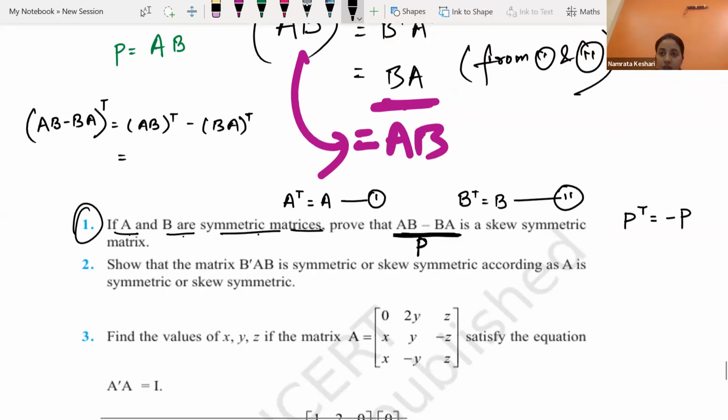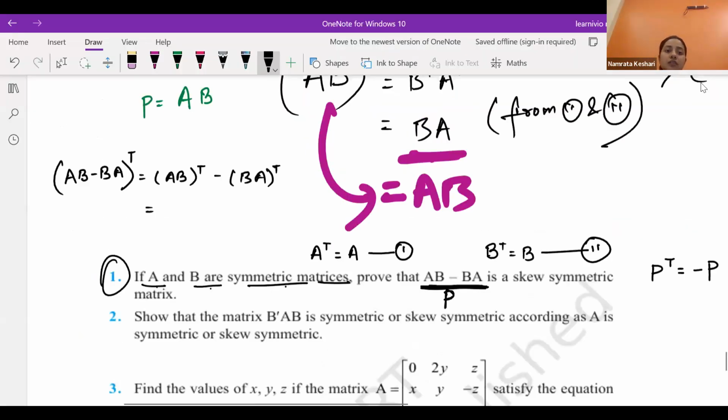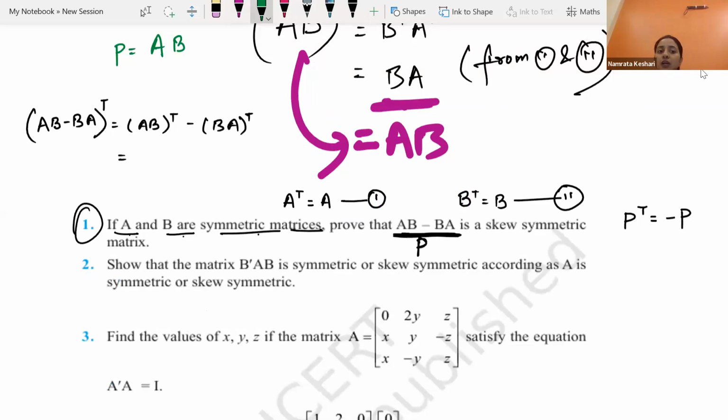Yeah. Okay, now this again you have learned a rule, that if a product is there and then the transpose, we can write it as B transpose times A transpose, right? Yes. Okay, let's stick to this part at first. So B transpose is B, right? Yes. Okay, and A transpose is A by using equation 1 and 2.